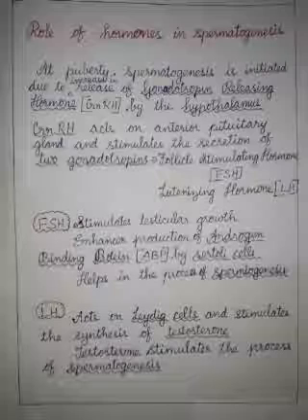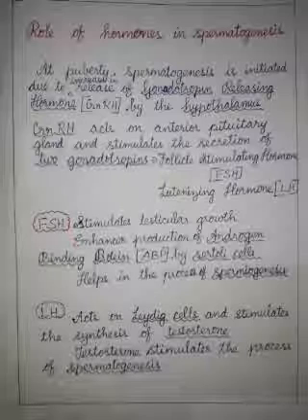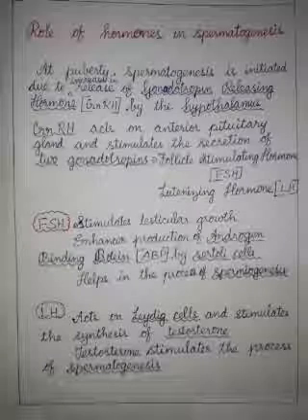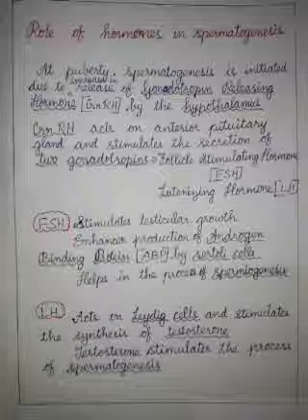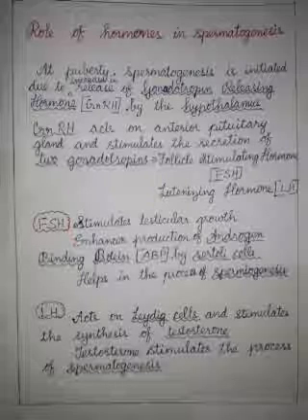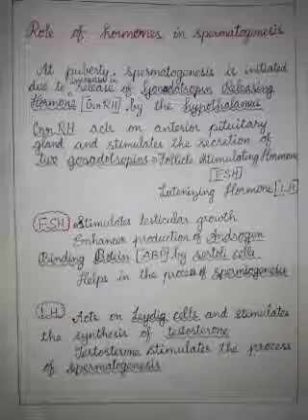What are the Leydig cells? Leydig cells are also called the interstitial cells. They are cells embedded in the soft connective tissues that surround the seminiferous tubules. Each testis is divided into lobules, and in each lobule there are seminiferous tubules. Around the seminiferous tubules there are soft connective tissues, and the cells there are the Leydig cells or interstitial cells. So LH stimulates the Leydig cells to synthesize testosterone.